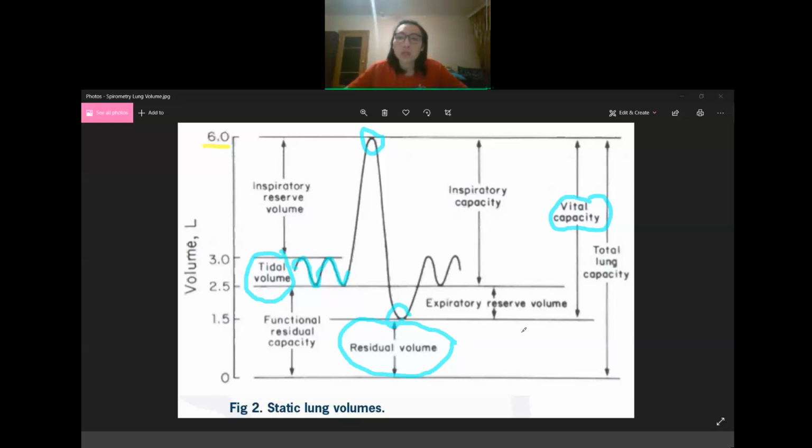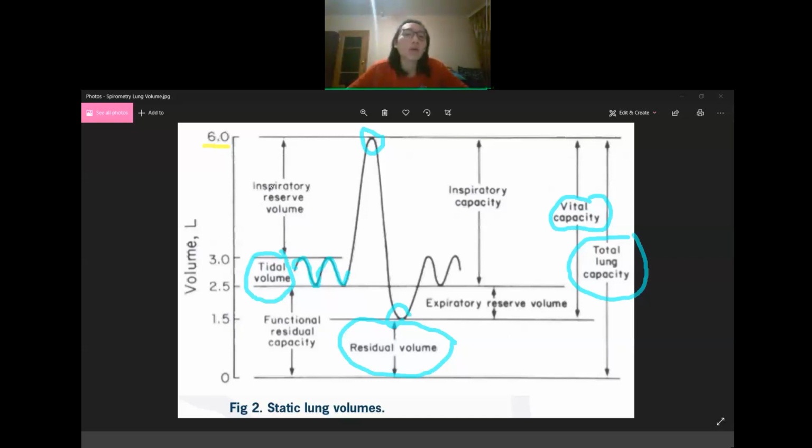The next clinically significant parameter is your total lung capacity. What is total lung capacity? It is the maximum amount of air that the patient has, including your residual volume. Everything. So basically, to get your total lung capacity, just ask your patient to inhale as much as he or she can until that patient cannot inhale anymore. That is your total lung capacity. You already know that it already includes your residual volume.